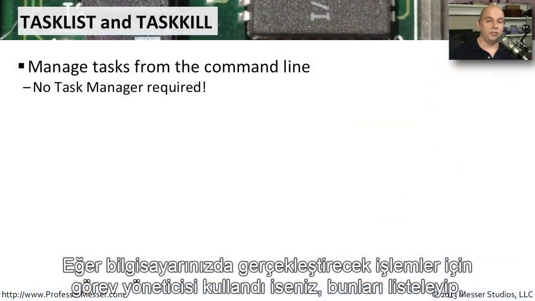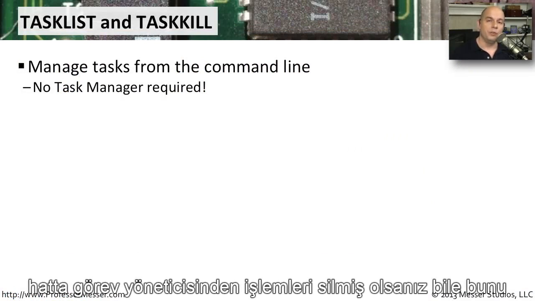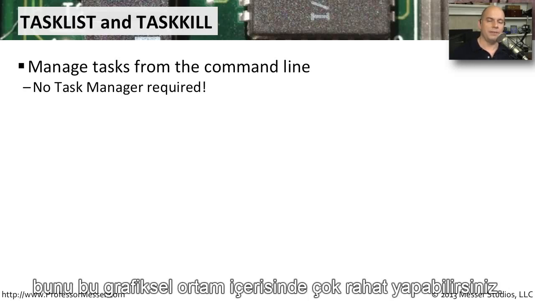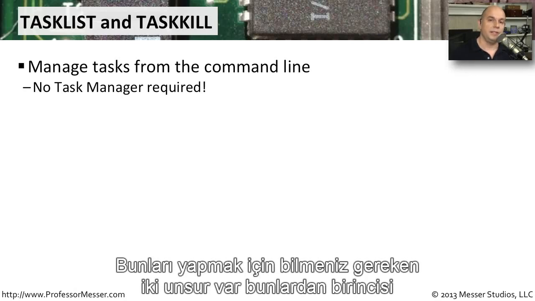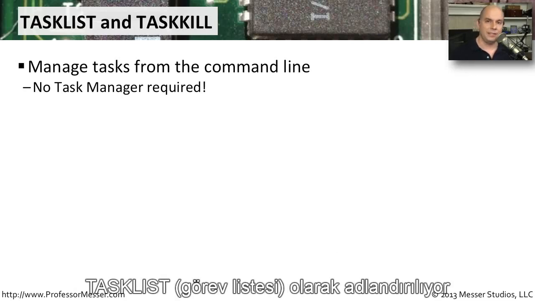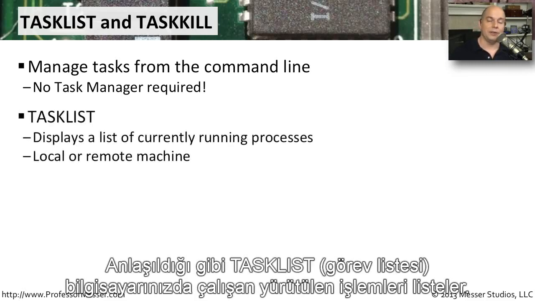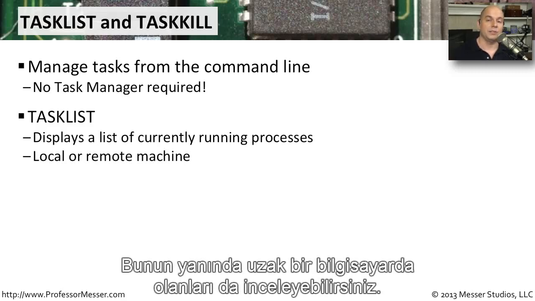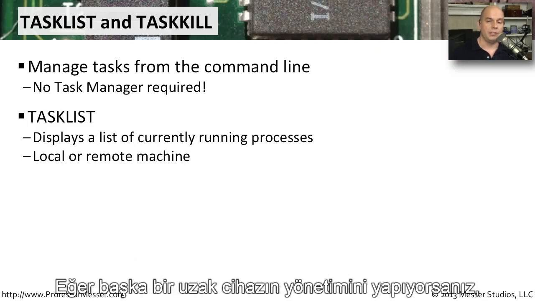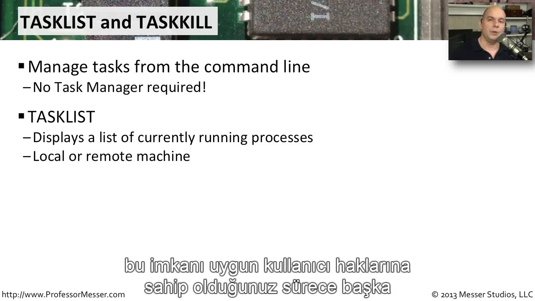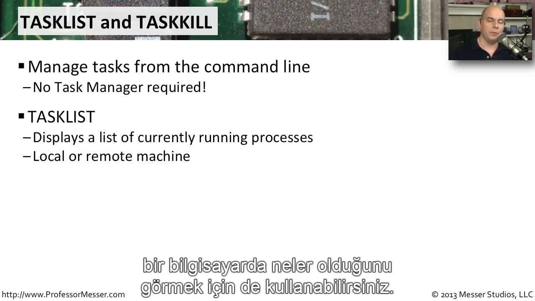If you've ever used Task Manager to find the different processes that were running on your computer and list them out, or even remove processes right from the Task Manager, then you're probably very comfortable with doing that in that graphical environment. And there's two utilities you need to know to be able to do that. One is called TASKLIST, and the other is called TASKKILL. Obviously, TASKLIST will list out all of the processes that are running on your computer. You can even specify a list of processes that might be running on a remote computer. So if you're doing remote management of another device, you can use this utility to be able to see what's happening on another computer as long as you have the proper credentials.